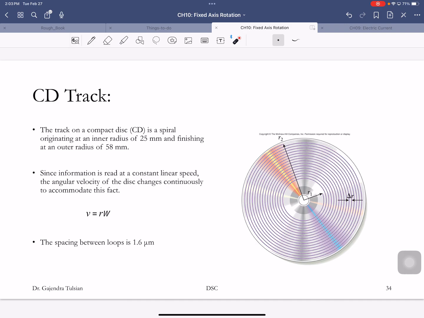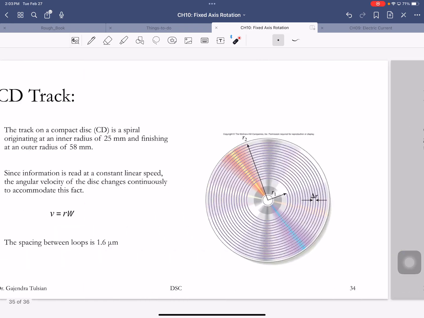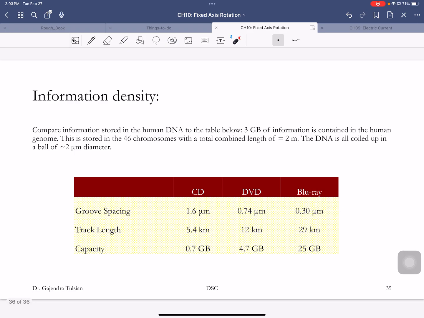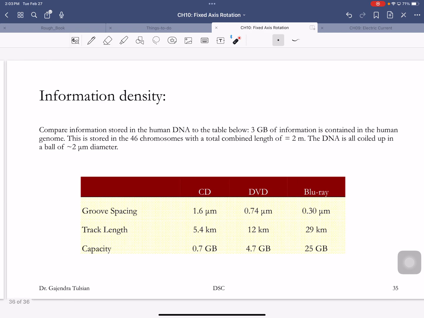All right, so here's the deal. On a CD, the information is packed in on these lines. For a CD track, the length of that line is 5.4 kilometers. 5.4 kilometers is from here to US1. On a DVD, the same size disc, that line is 12 kilometers.